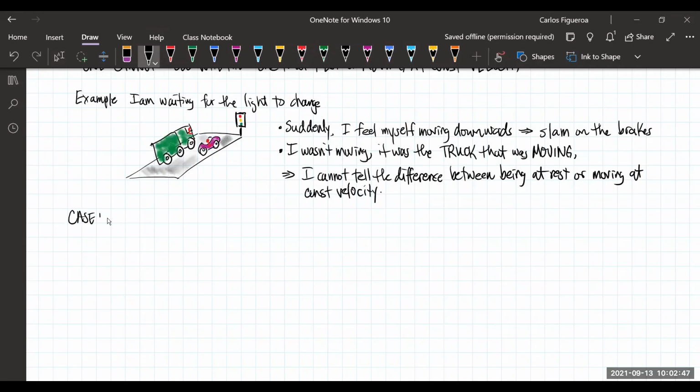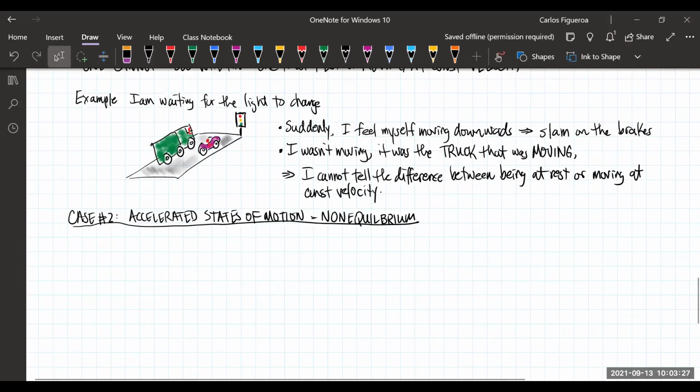Case number 2, we're going to talk about accelerated states of motion. And this is known as non-equilibrium. And you're going to see that this is what we're going to spend most of our time on for the rest of the chapter. Non-equilibrium motion.